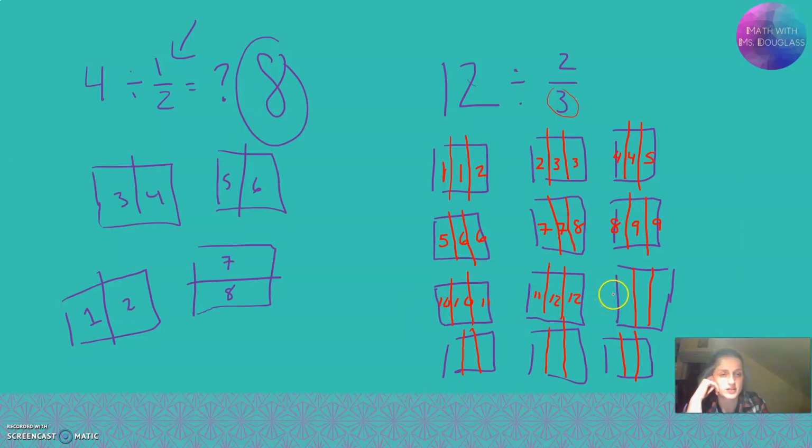12 and 12, 13 and 13, 14 and 14, 15 and 15, 16 and 16, 17, 17, 18, 18, nothing left over, everything is groups of 2/3. My answer is 12 divided by 2/3 equals 18.